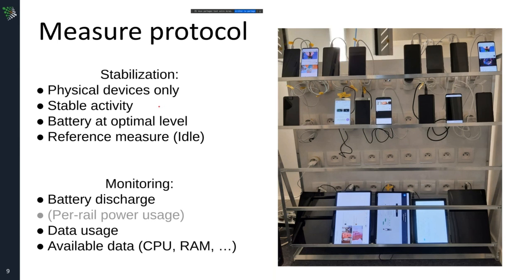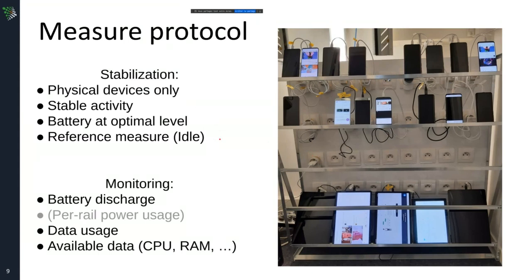We also check that they are at an optimal battery level. The energy efficiency of the device changes depending on the battery level, so we always charge them to a given value before starting a measure. And in fact, you can see that each device is connected to a connected socket, which allows us to enable or disable the charge. And before launching a measure, we also do some reference measures to ensure that the energy consumption is stable.